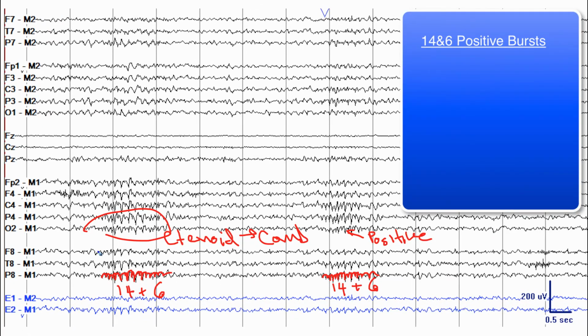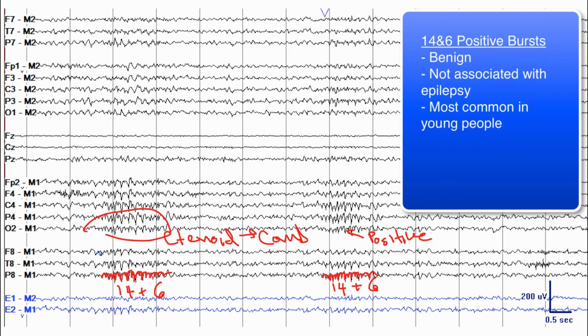14 and 6 Hz positive bursts are thought to be benign and not associated with epilepsy or any other neurological disease. They are most common in young people and probably peak in adolescence. They are less frequent as patients get older.